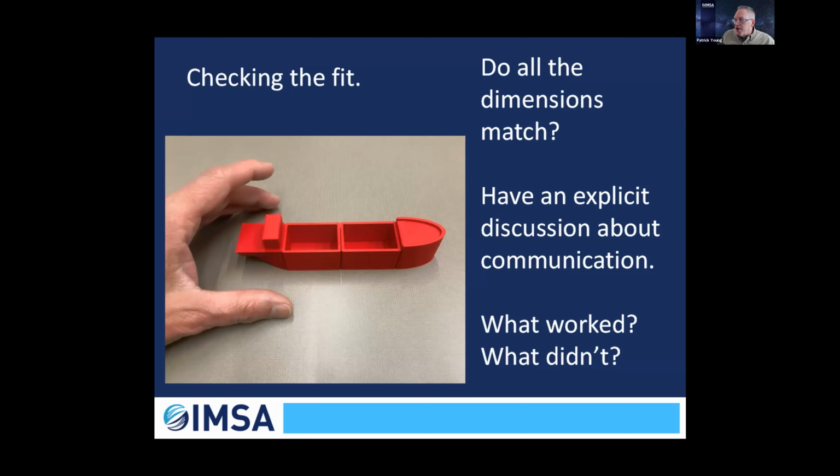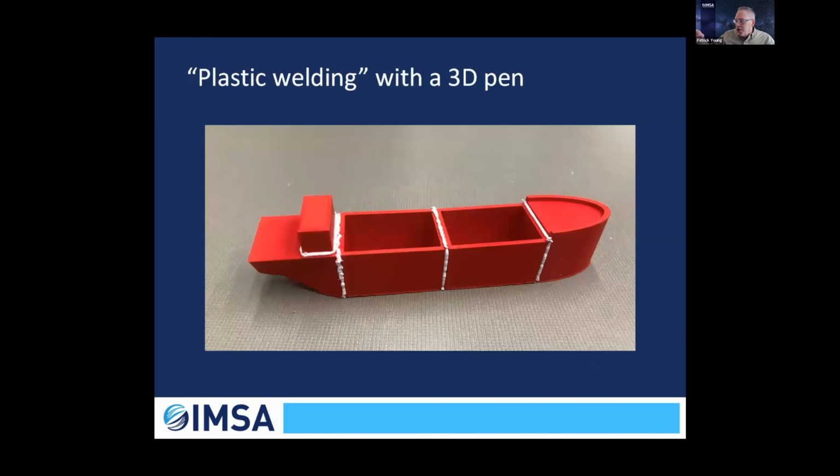Now, once you have something that fits together, you can take a 3D pen and use it basically as a welder. And here I've taken a 3D pen. I've used white plastic here just so that you can see the difference. And I've gone all around the edges, and it works more or less like a welder, except obviously a lot safer, that any elementary student can do on their desktop if you want to mess around with 3D pens.